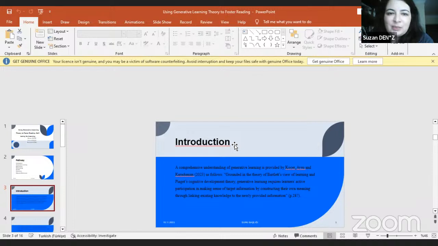And now I would like to introduce a comprehensive understanding of generative learning provided by Koçer, Aysu, and Karaduman beforehand as follows. Grounded in Bartlett's view of learning and Piaget's cognitive development theory, generative learning requires learners' active participation in making sense of target information by constructing their own meaning through linking existing knowledge to the newly provided information.